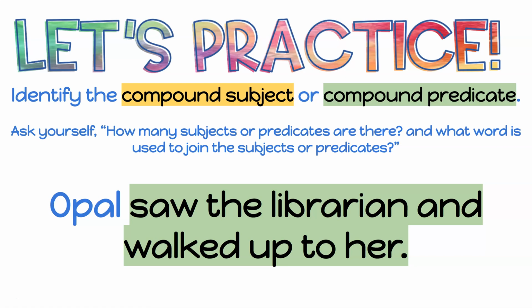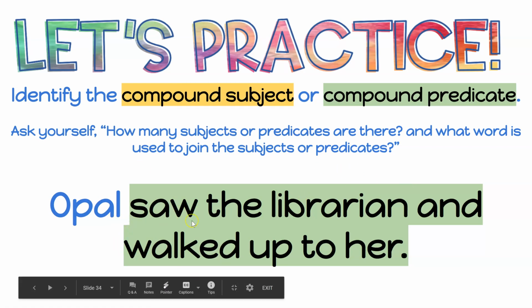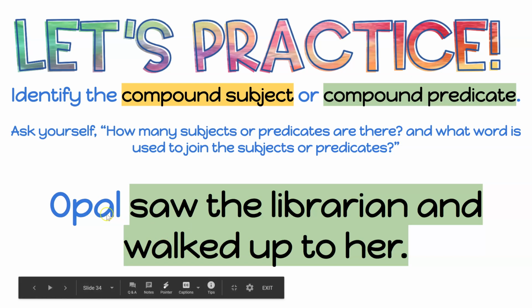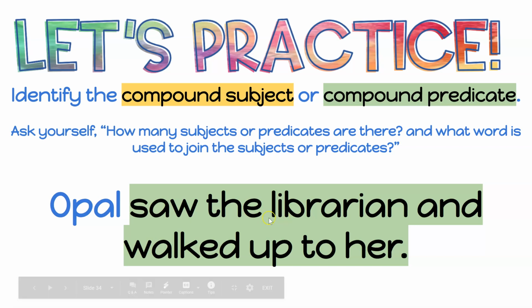That's right, there's two predicates. What Opal is doing is she saw and she walked. So saw the librarian and walked up to her is the compound predicate. You might have wanted to say compound subject because we see that Opal and a librarian is in the sentence. But remember, Opal is the one that's doing the action here. So therefore, there's only one subject about Opal, and the actions that she's doing is that she saw the librarian and that she walked up to her. It's two separate actions.